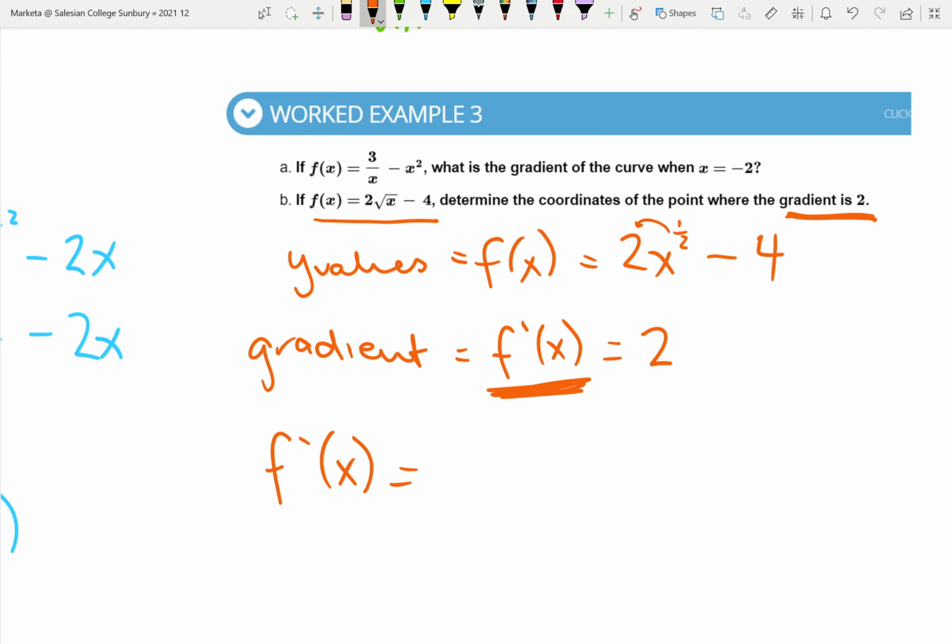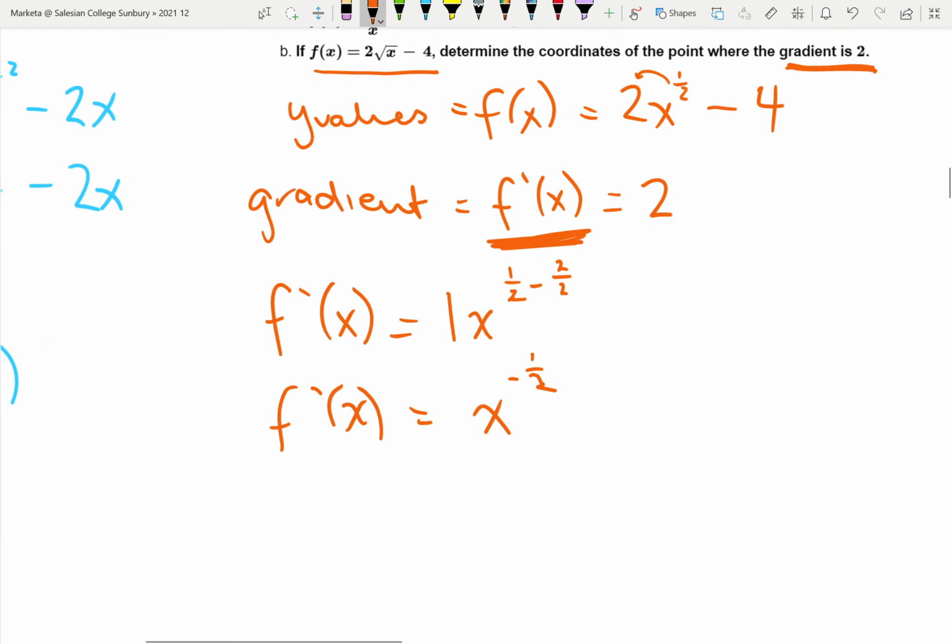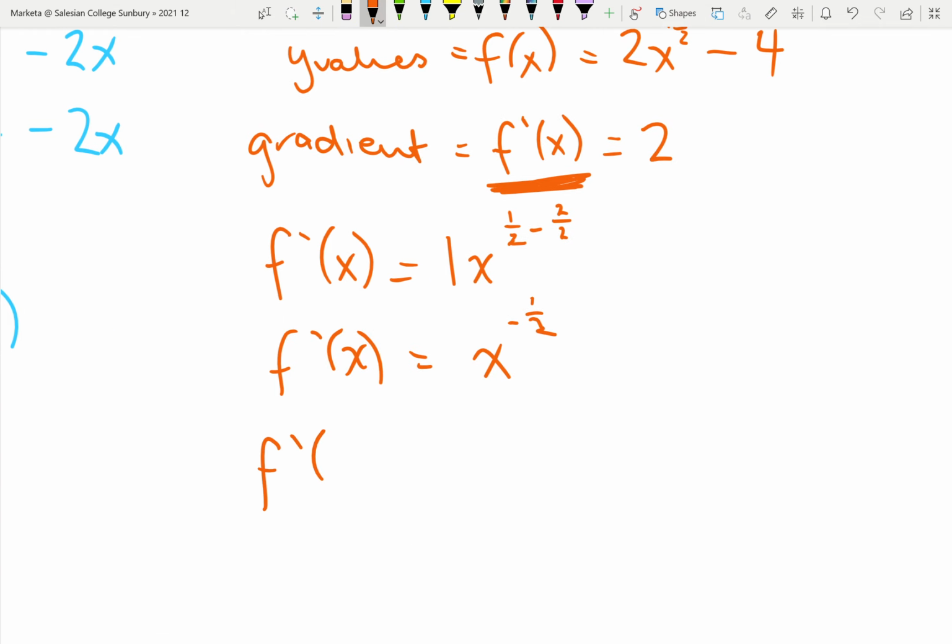So half times 2 is 1. Don't need the 1 there. X to the power of half minus 1. And then the -4 will disappear. So f dash of x equals x to the power of -half. Okay, so now, well, this is a negative power. So it's going to be 1 over x to the half. And it would be nicest to write it as 1 over root x.